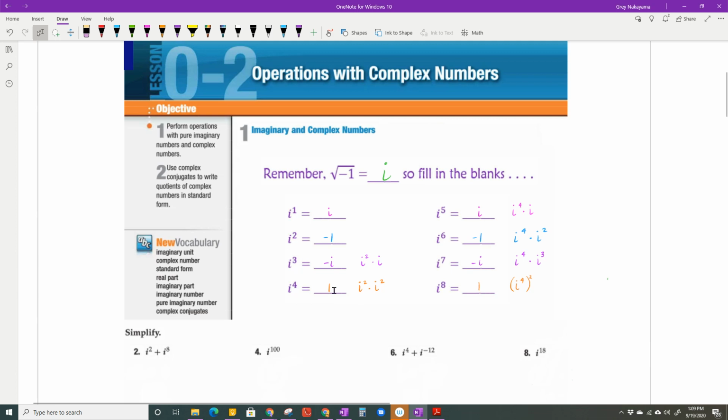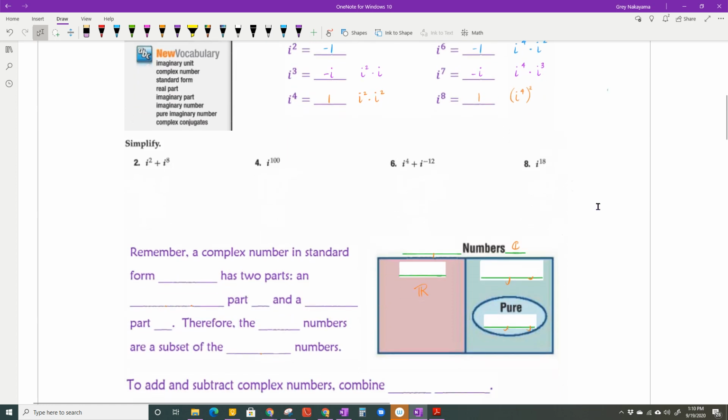Okay, so most importantly, you need to remember that you should never ever leave an exponent on i. And the really key thing is that we're going to use i to the 4th a lot to simplify that. So you're going to see how that works.